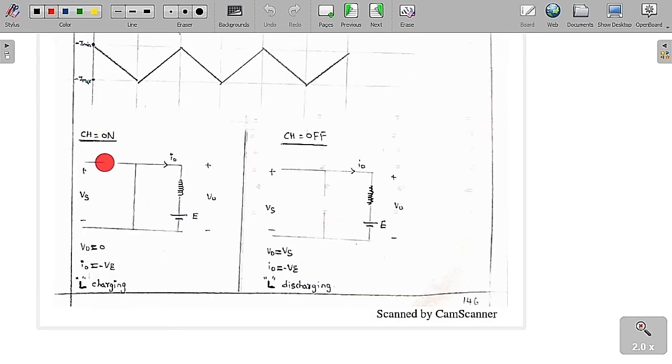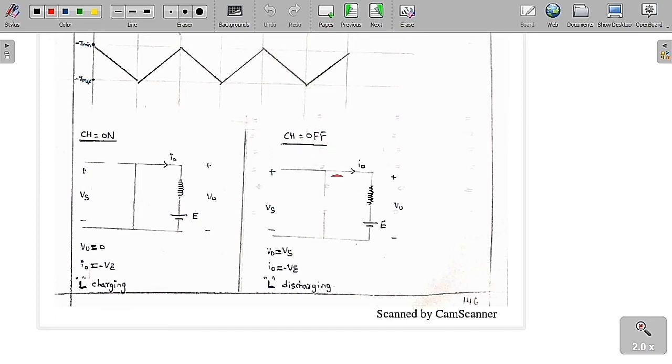So what happens when the chopper is on? When the chopper is on, you can see clearly that the diode is off, because it is reverse biased. Therefore the output voltage is equal to 0 and the current will be negative, because the current will try to flow in this manner. But we have taken the reverse direction, so current I will be negative. Therefore the inductor will be charging.